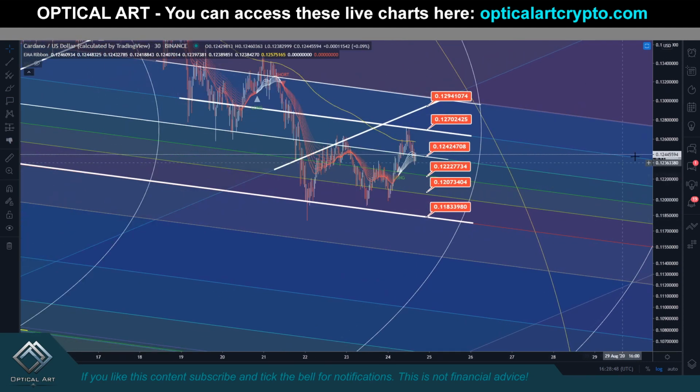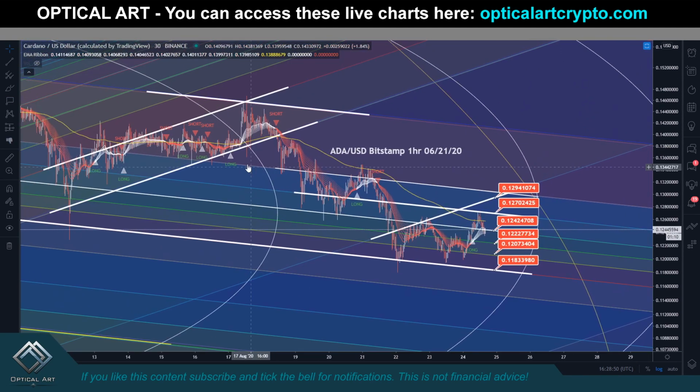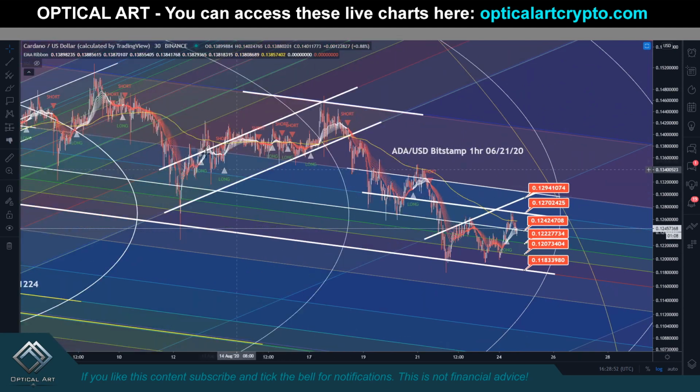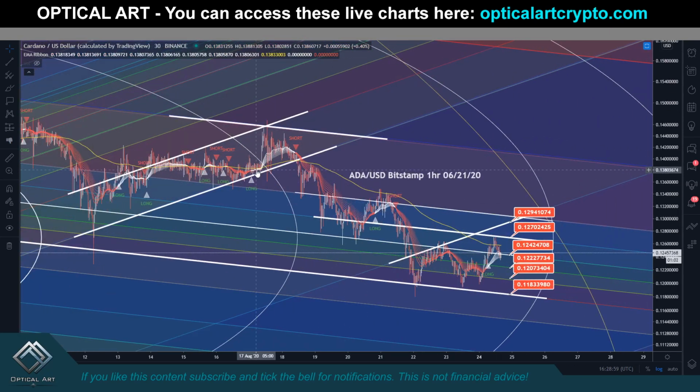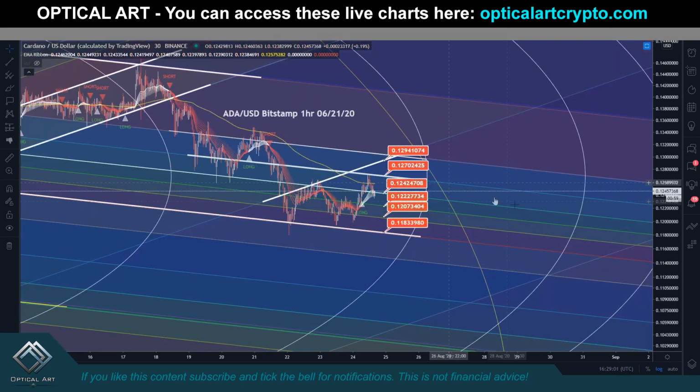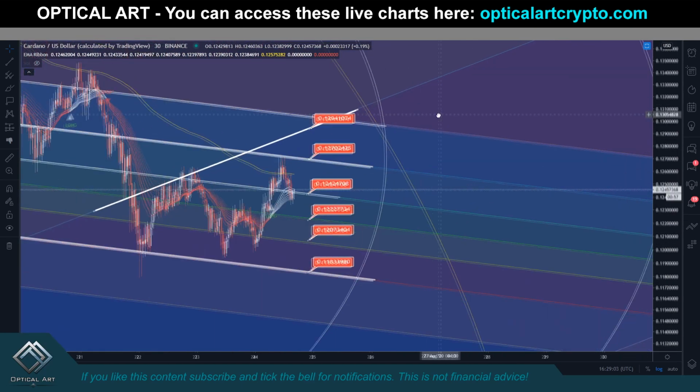But I would like to point out, just like when we crossed this white ring, we had a pump and then a drop. Notice this ring, as soon as we pushed above this ring, we pumped and then came down. As soon as we crossed this ring, we pumped and came down. So it is very possible the same thing could play out.